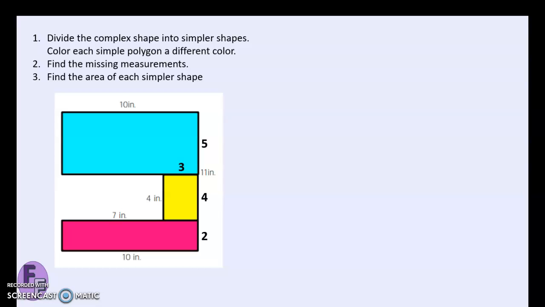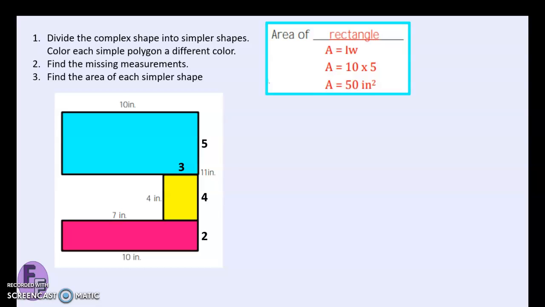Our missing side lengths are 5. And then the yellow one also has a 3. I can get that 3 by looking at the blue has a length of 10, and the pink has a length of 7 on the top. Well, 7 plus 3 makes up that whole piece of 10.